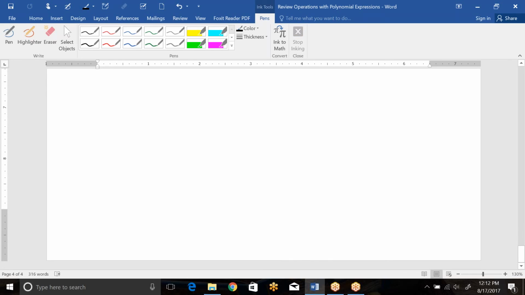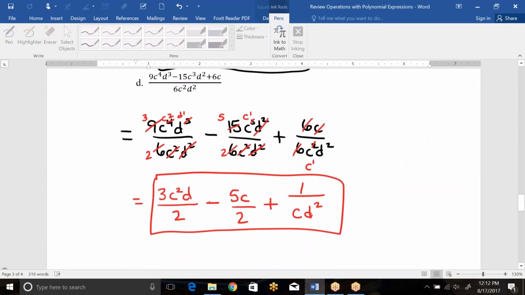I thought there was another example on here. I'm going to make up another one really quick because there's one missing.